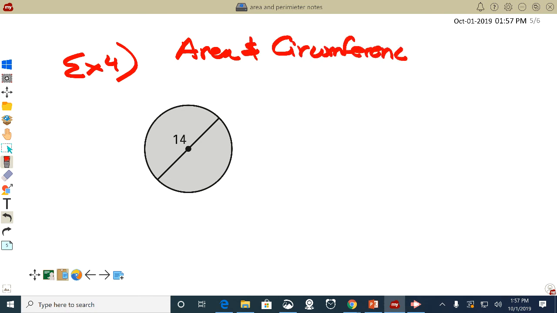Now, the circumference is just a fancy word for the perimeter of a circle. Since a circle is not made up of straight lines, just pure curve, we call the outside not the perimeter, but the circumference. So circumference is only specific to circles. It's the perimeter of a circle, but it's not made up of straight lines, hence the word circumference. So we're going to write area and circumference. Let's find it.